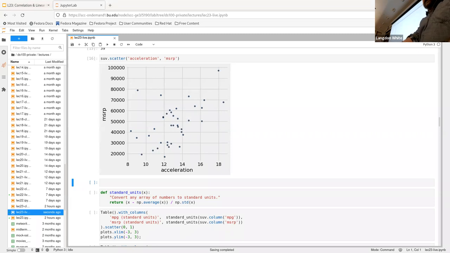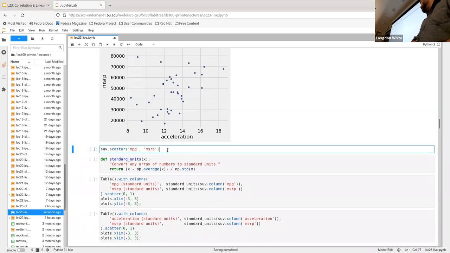All right. So what do you think is going to happen if we look at miles per gallon and MSRP for the SUVs? Any ideas? Anybody know anything about cars? I know I don't.